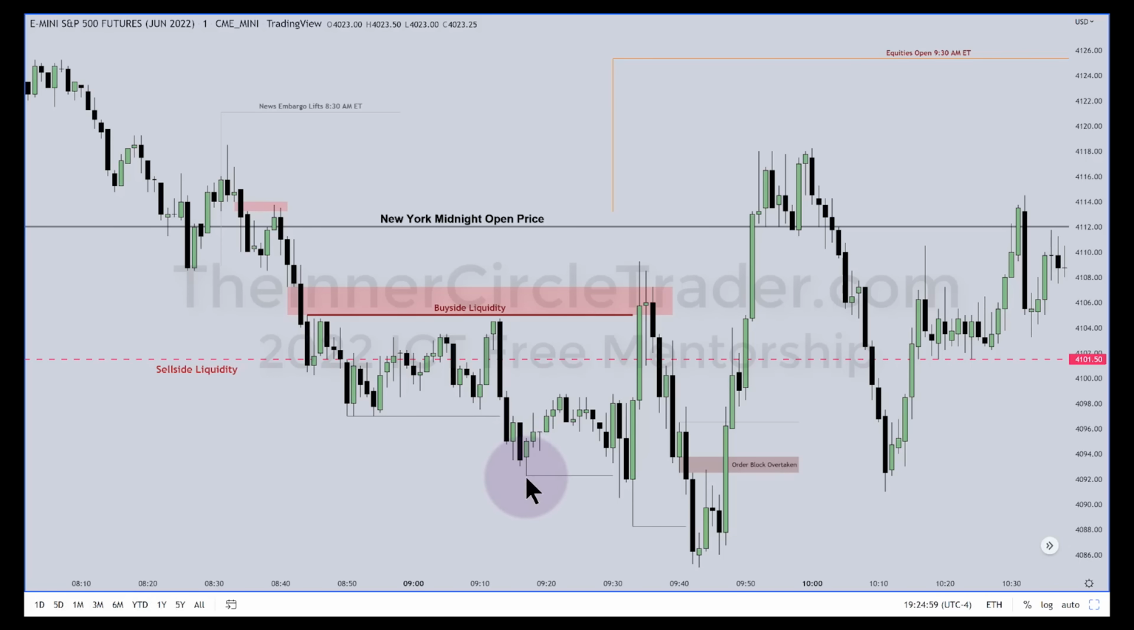People are always trying to buy lows. They're trying to pick bottoms. So the sell side gets taken once more here. And then this low gets taken here. So notice what's occurring. We went below sell side here, here, and here without moving very much.